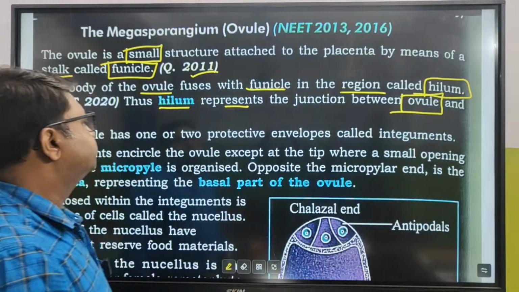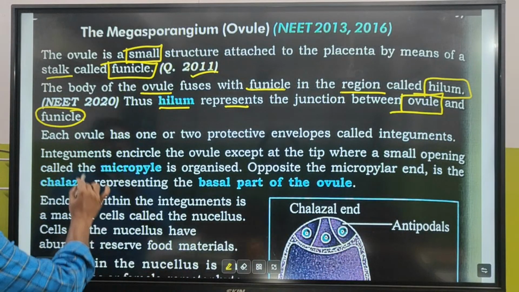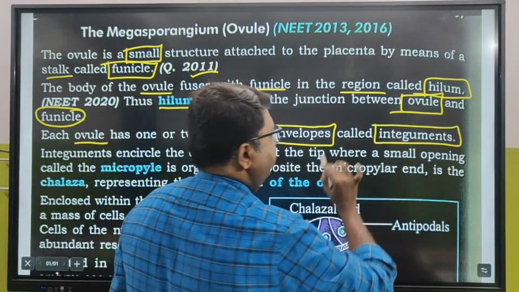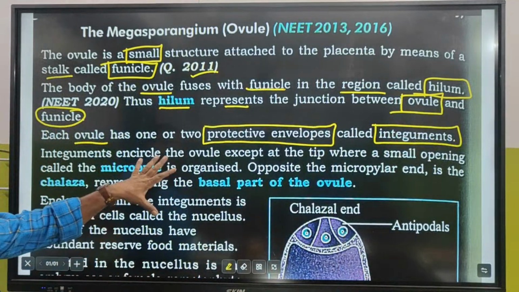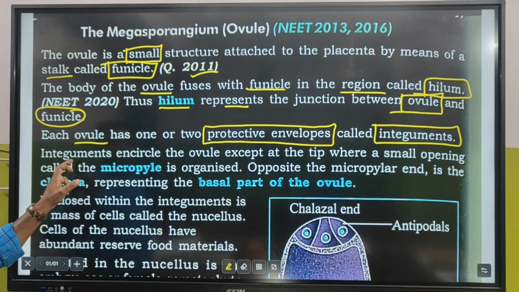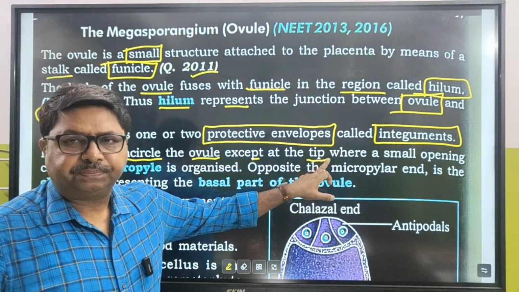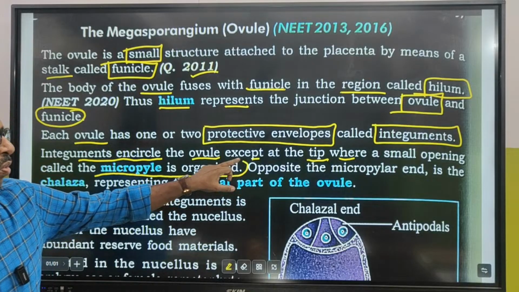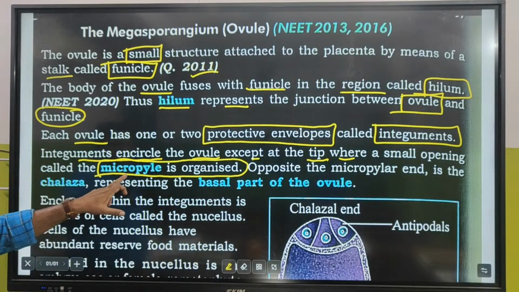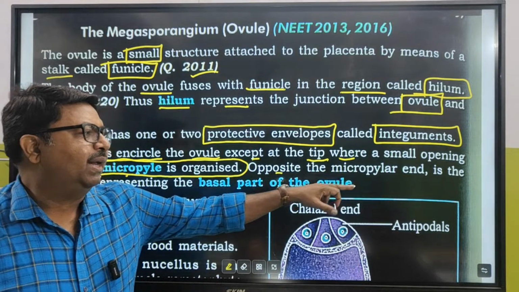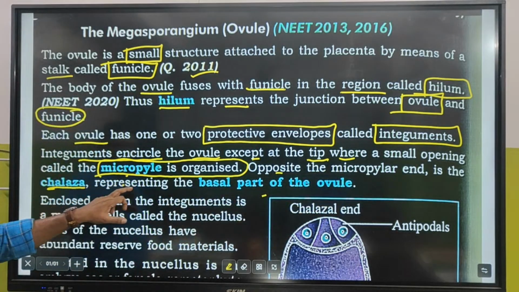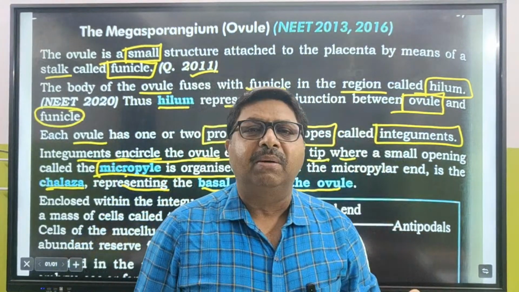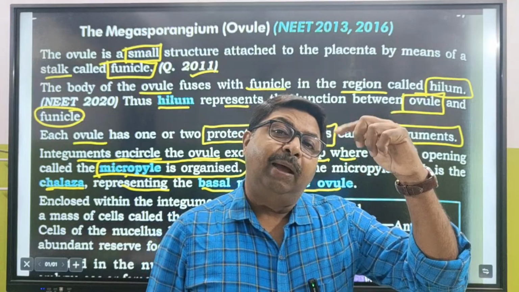Each ovule has one or two protective envelopes called integuments. Integuments encircle the ovule except at the tip, where a small opening called micropyle is organized. So what is the place where there are no integuments? Micropyle. Opposite the micropylar end is the chalaza, representing the basal part of the ovule, and micropyle becomes the apical part.